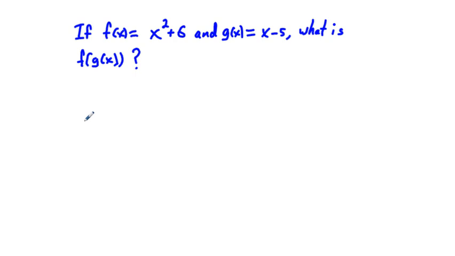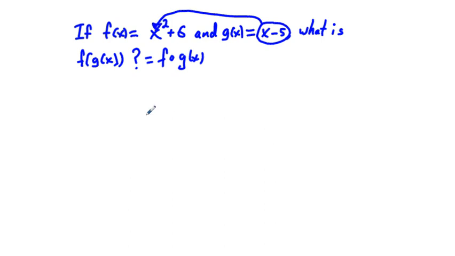Next, if f of x equals x squared plus 6, and g of x equals x minus 5, what is f of g of x? And that would be the same as f of g of x. Well, basically what you do is you take your x minus 5 and put it in the place of this x here.